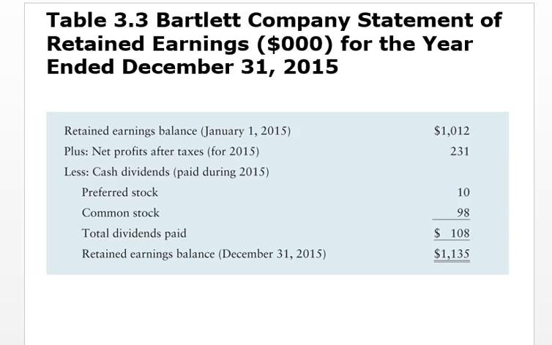All right. So here's a typical statement of retained earnings. We have a retained earnings balance. Now, that's the thing about retained earnings, they're always accumulating. So we start with a balance from last year, and then we add any net profits after tax, and then we take away our preferred and common stock dividends, and the remainder is our retained earnings. So this is a number that, as long as you're not paying everything out in dividends, should grow every year, as long as you're making a profit. If you have a loss, then that's not going to grow your retained earnings.